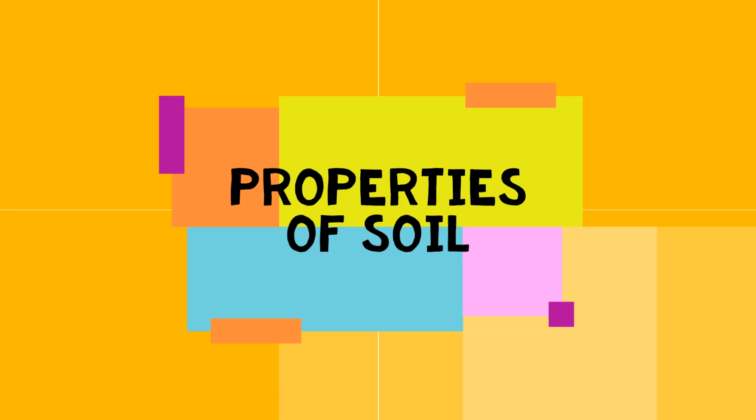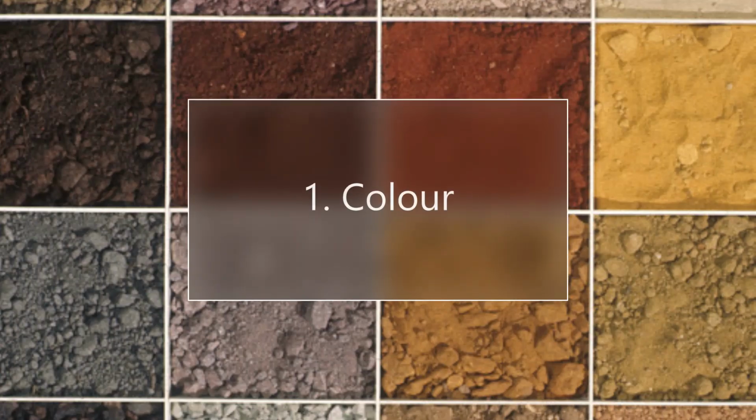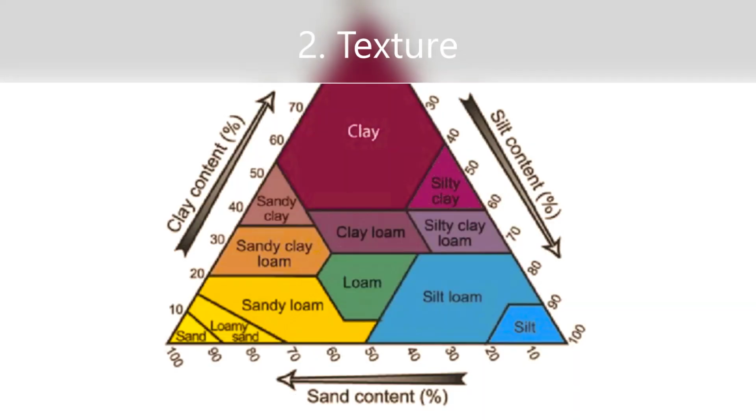I will continue with the properties of soil. Basically, there are 2 properties of soil. There are physical properties and chemical properties. The first physical property is the color of soil. The color of soil varies such as black, white or pale, red, yellow-brown, brown, and gray. The next physical property is the texture of the soil. The texture of the soil depends on its location. It's either sandy loam, silty loam, clay or heavy clay.